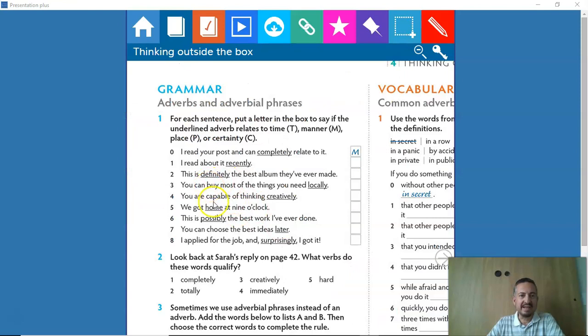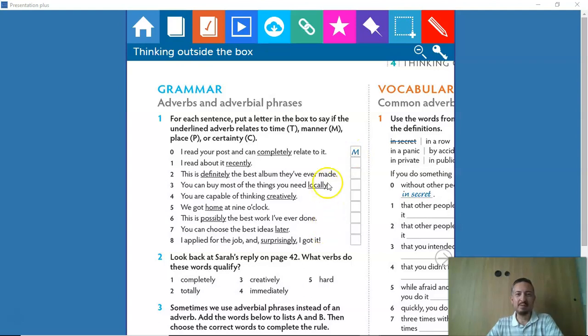Let's go back to the book and see what's there for us in activity number 1. Okay, here is activity number 1, which says, for each sentence here, put a letter in the box to say if the underlined adverb relates to time, letter T, to manner, letter M. So T is when, time, manner is how, place is where, and certainty, C. For example, I read your post and can completely relate to it. How can I relate to this post? Completely.